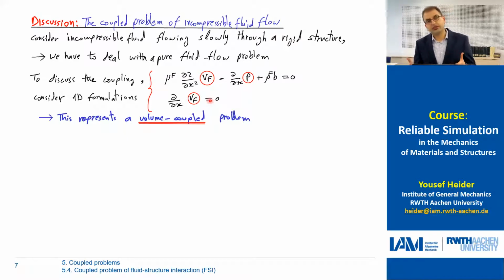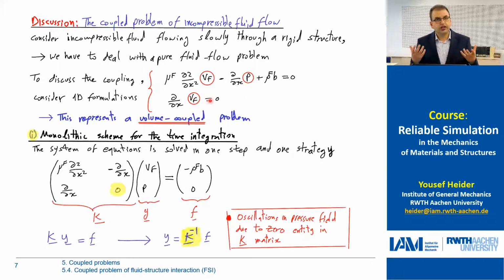As I said, the fluid represents a volume coupled problem, because when the fluid flows, at each material point of your domain we have a pressure field and then we have a velocity field. So there is not a clear interface between the pressure and the velocity field. They are really coupled at each material point.